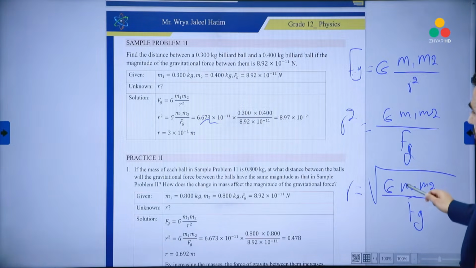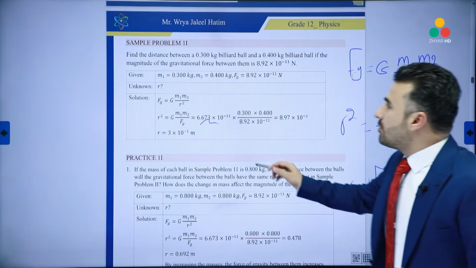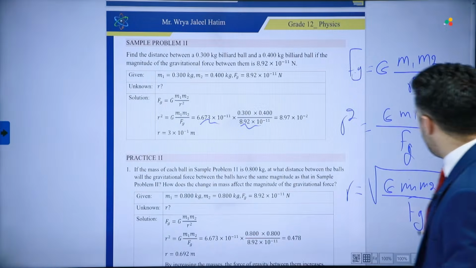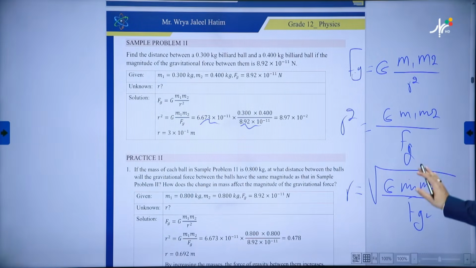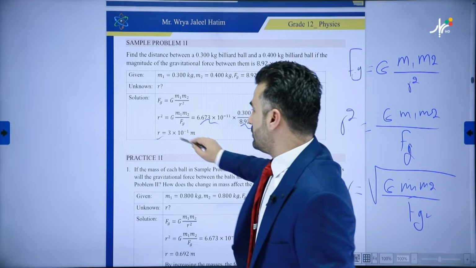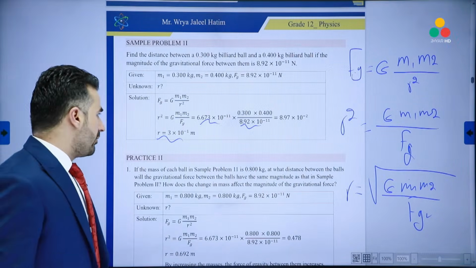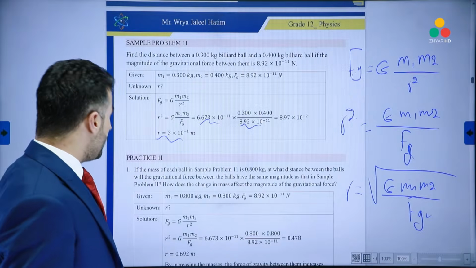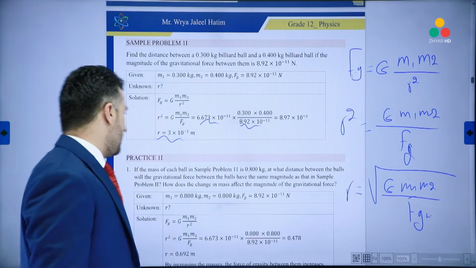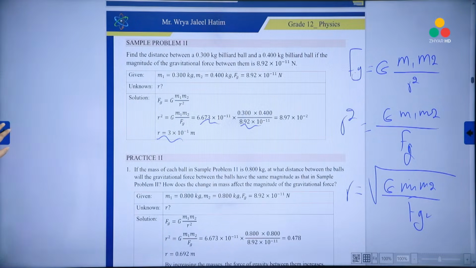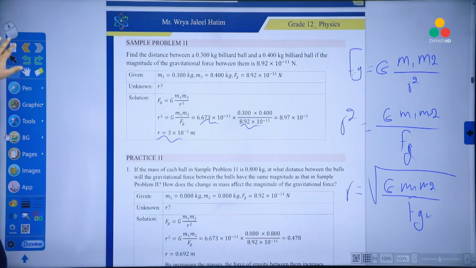We've mentioned this. The first mass is 0.3. The second mass is 0.4, divided by the gravitational force between the two. Once you do all this, of course, take the square root, then you will find out that the radius will equal what? 3 times 10 to the power negative 1 meter, or you can say 0.3 meter. Okay, now we have another question.